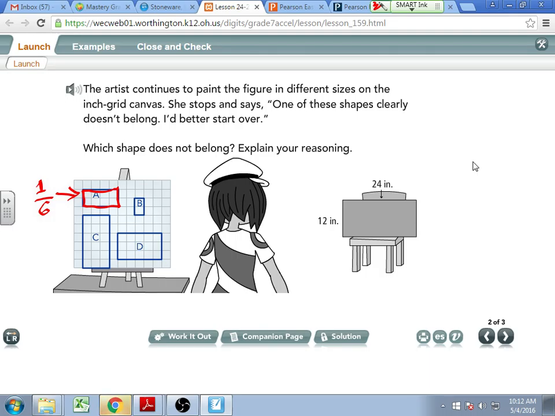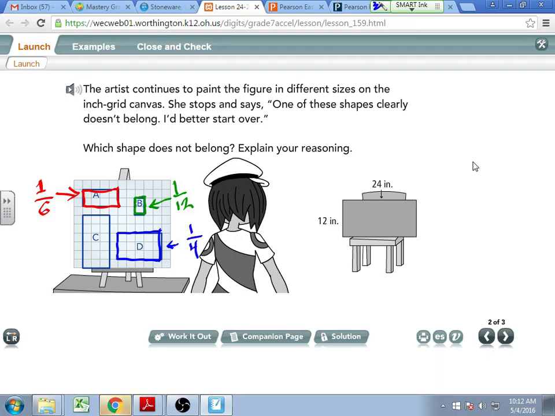Or what shape doesn't match? Olivia? B matches and the scale factor is 1/12. Yeah, B does match. It's a rotation of our shape, but it has a scale factor of 1/12. James? D fits and the scale factor is 1/4, I think. D fits and the scale factor is 1/4.